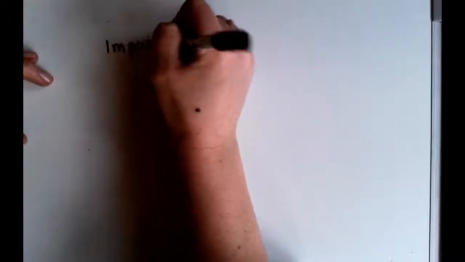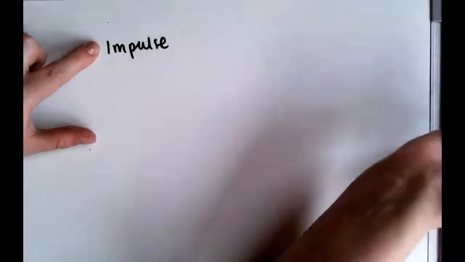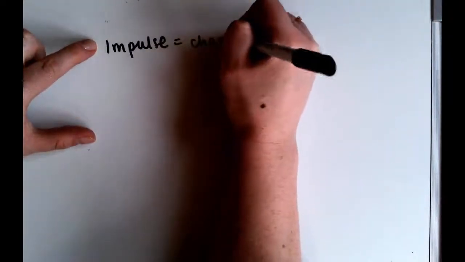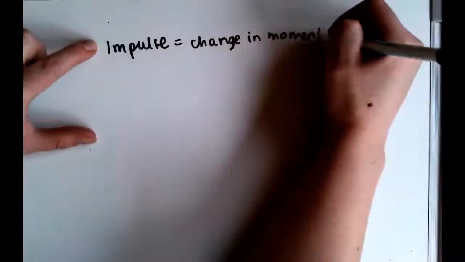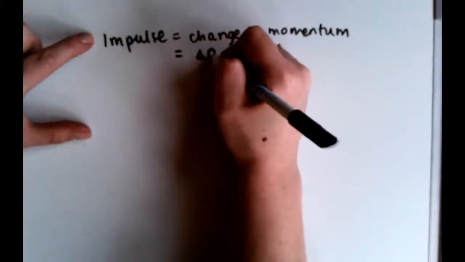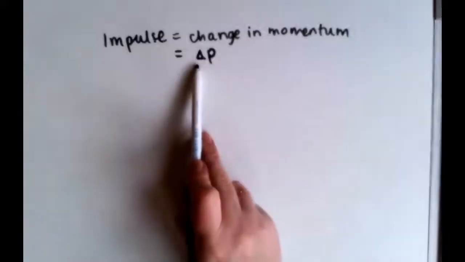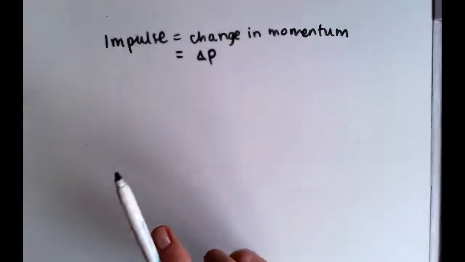Hello, so we're just going to quickly review impulse, which is the last thing linked to momentum. So we know that by definition, the impulse of an object is its change in momentum. Now we can refer to that as delta P, where delta just means change in and P means momentum.